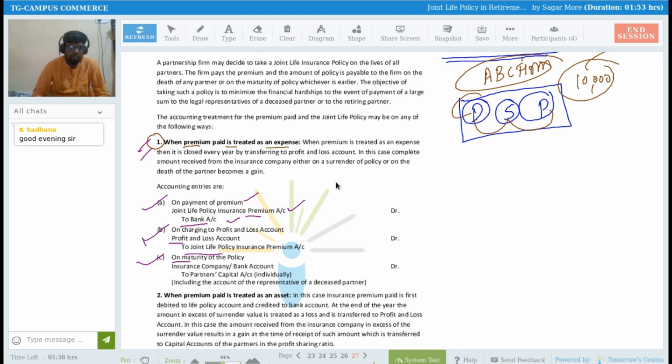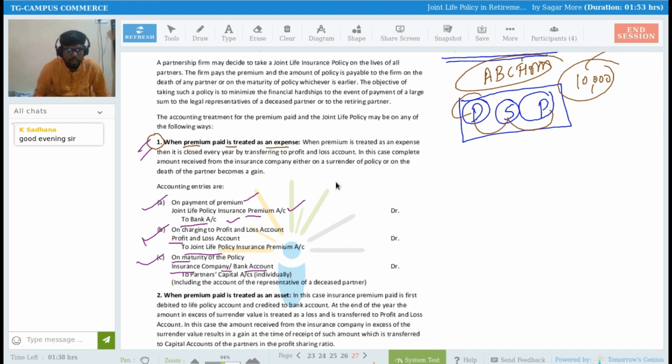So when maturity happens, or the death of any partner occurs, then the insurance company will pay you the assured sum amount, right? It is written in that policy that if anyone dies, then we will give you 5 lakh rupees or 10 lakh rupees, whatever money it is in the policy terms. That amount the insurance company will pay to the firm, right? So in that case, which entry do we have to pass?